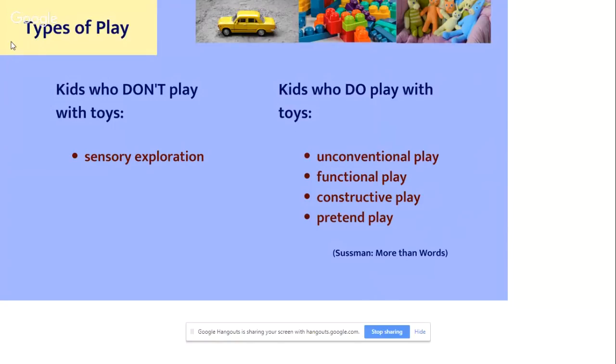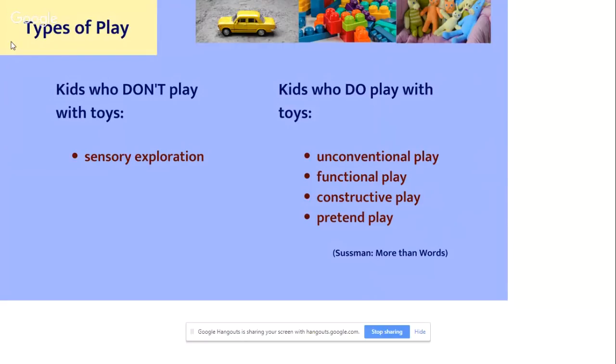So one is for kids who really aren't playing with toys, and that would be sensory exploration. If they come across a toy, they're going to be mouthing it, chewing it, throwing it, rubbing it on their face, that kind of stuff. They're not really engaged with the toy as a toy, and they're not coming back to it again and again. It's just exploring its sensory properties and then discarding it. We'll talk about what to do with those kinds of kids.